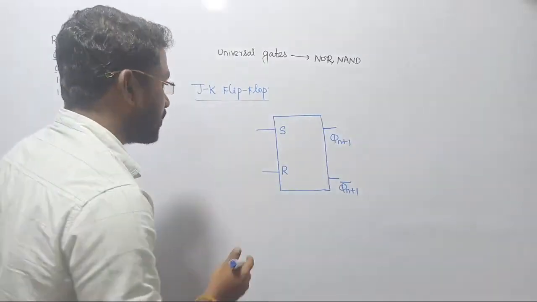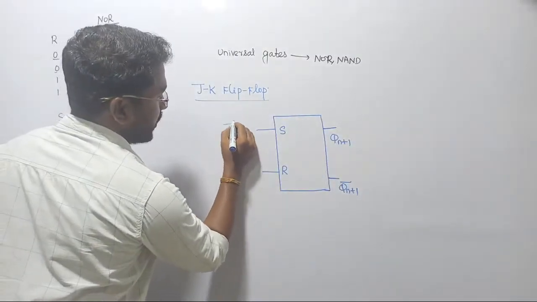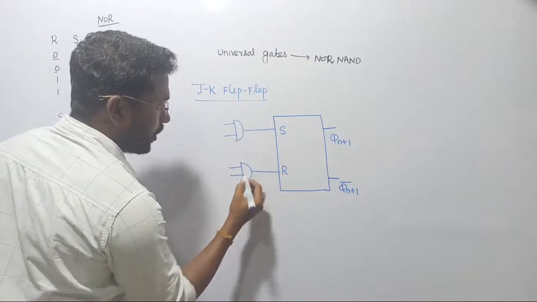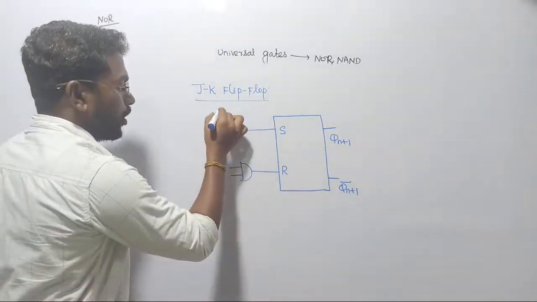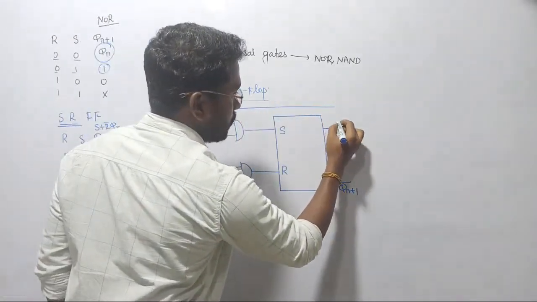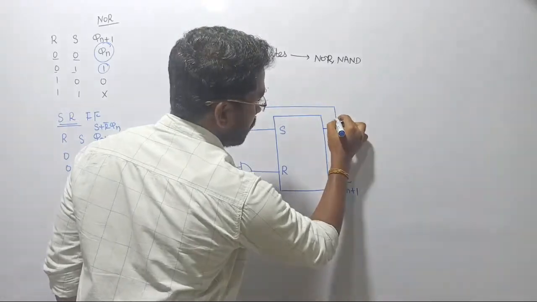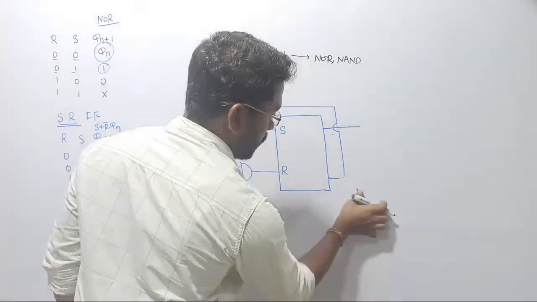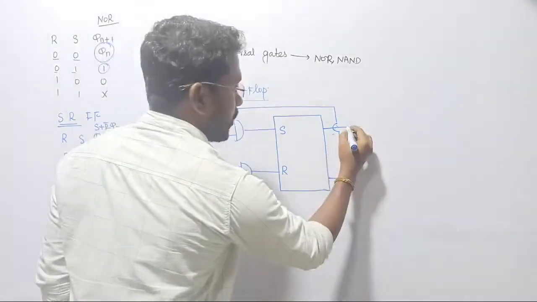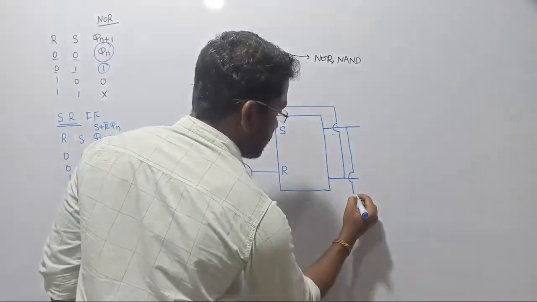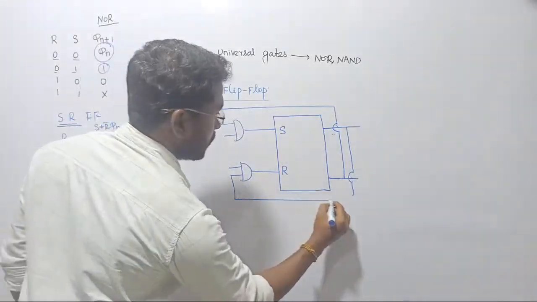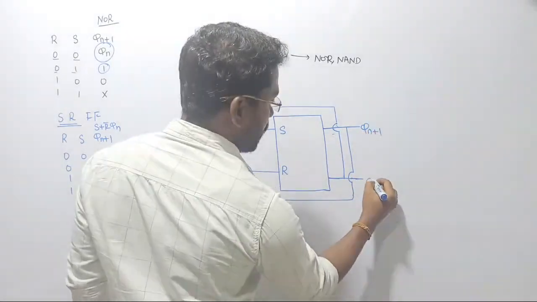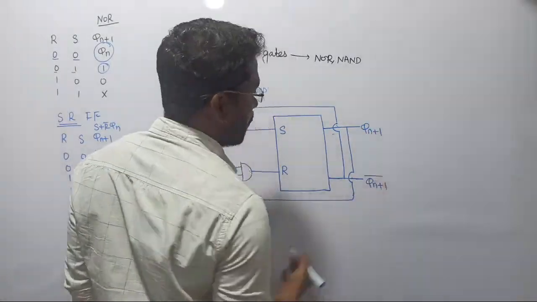So I'm proceeding with the SR flip-flop, and on the input side I'm bringing in one more element, an AND gate. Here also I'm bringing one more AND gate. In this AND gate I'm going to connect this one with this one, and here I'm taking one more line from here. So here the outputs are going to be Qn plus 1 and the complement of Qn plus 1.